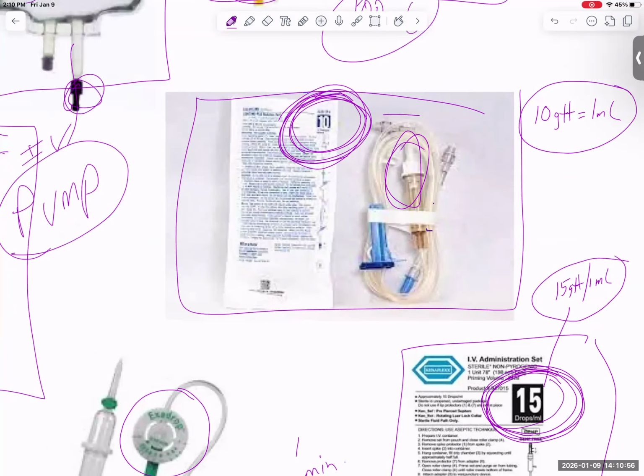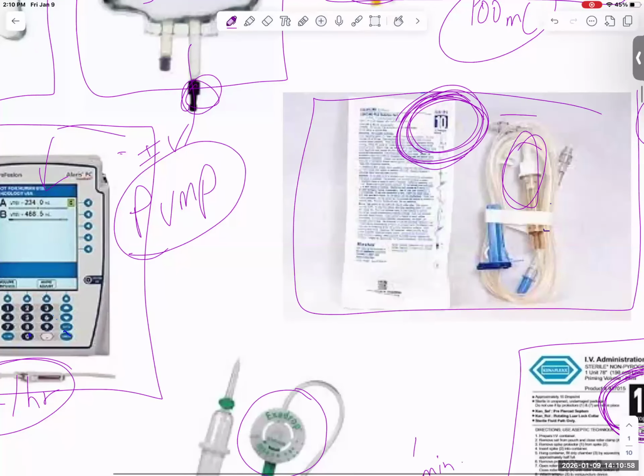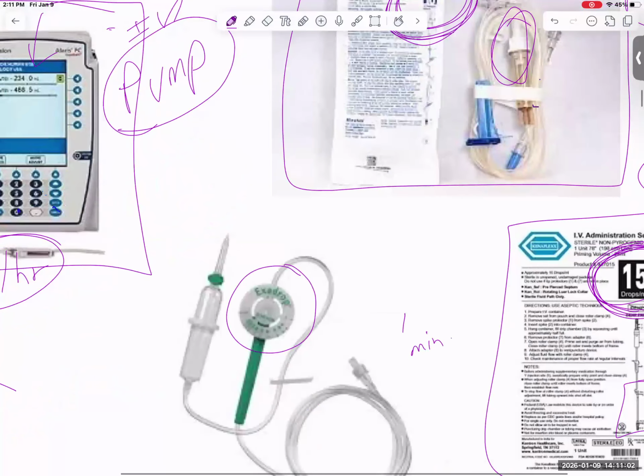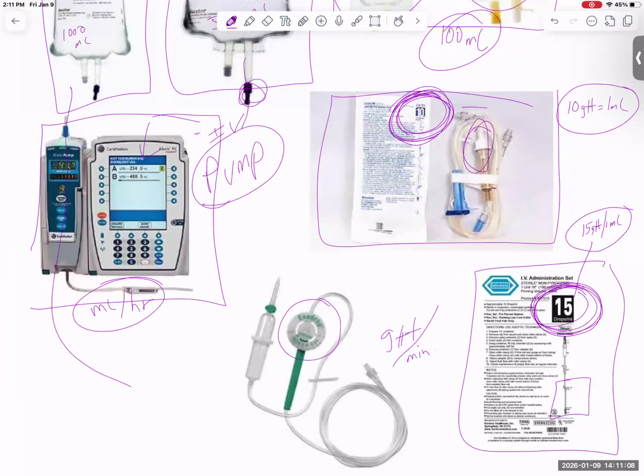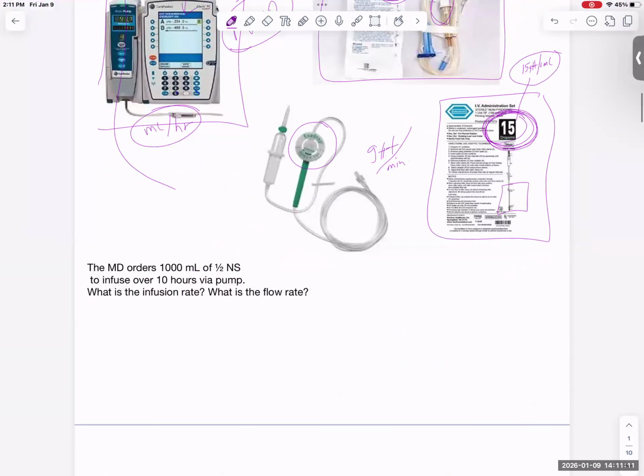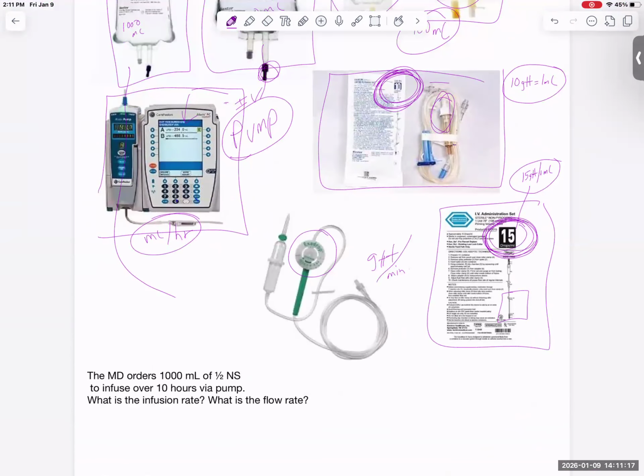But when I have a computer, I don't need to use the drop factor. I only need the drop factor when I have to figure out drops per minute. Okay, so I wanted to show you guys that real quick. Is that drop factor based on the diameter of the tubing? Yes, exactly, yes. Because this one will give you more drops to make a milliliter.